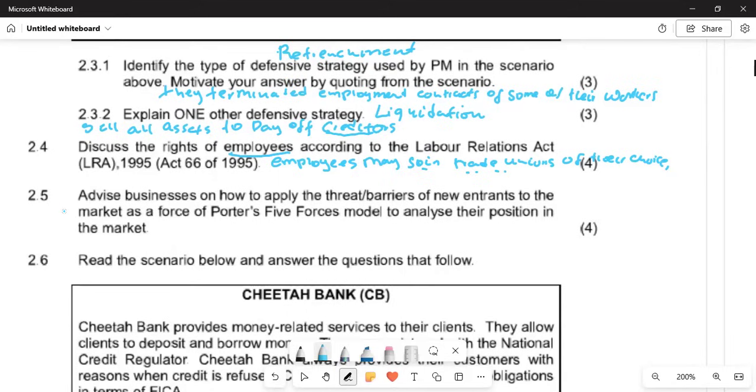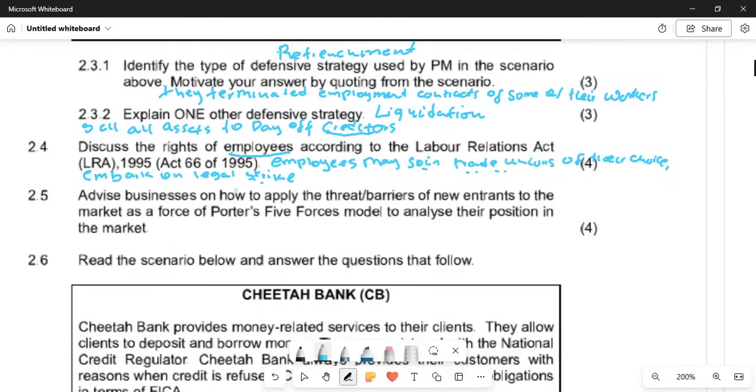Also, they can embark on a legal strike as a remedy for their grievances. So if they have some grievances, they are allowed to go for a strike, but a strike that is legal.